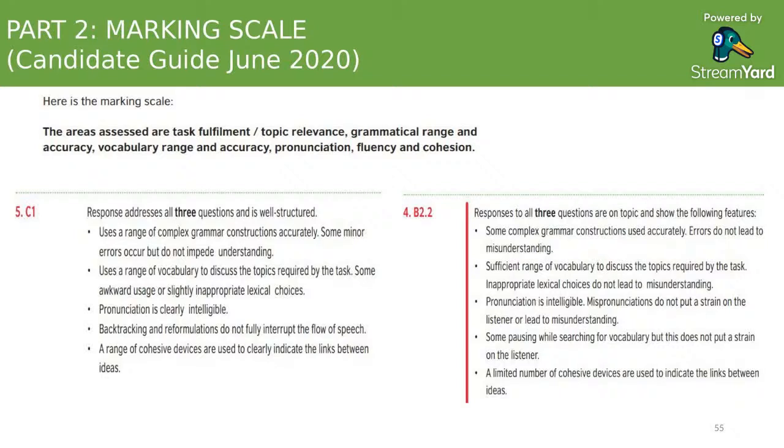Yeah. So looking at this marking scale, is it doable? Can you get C1 for this part? See, no, it's not like you have to be a perfect user of the language. It's not that they don't tolerate errors. They do tolerate errors, but minor ones, not glaring ones. Okay? All right. Any questions, part two?